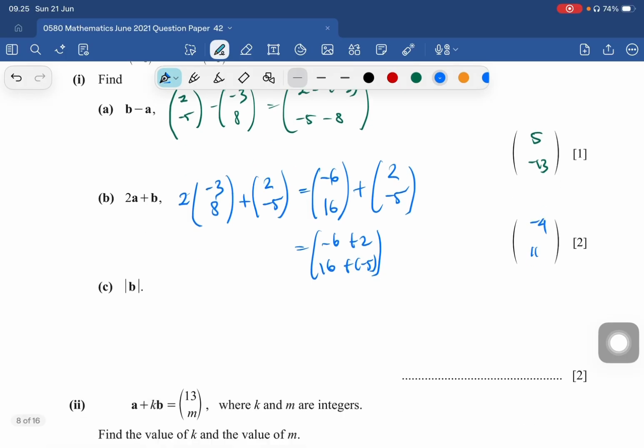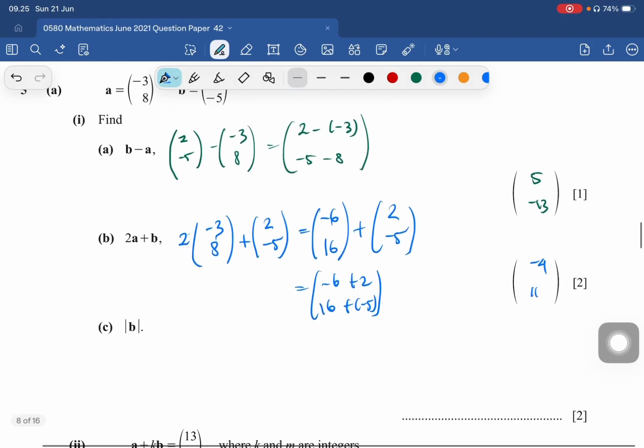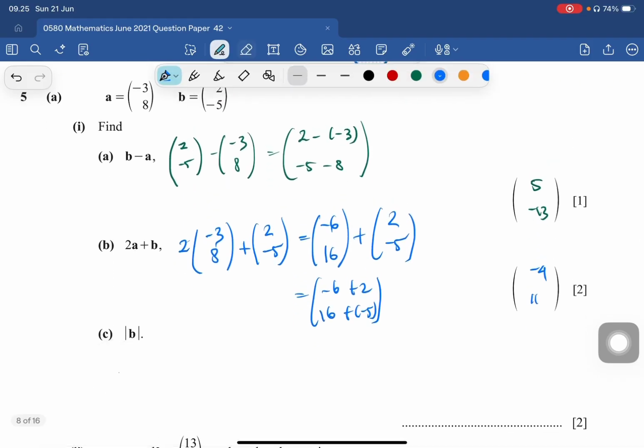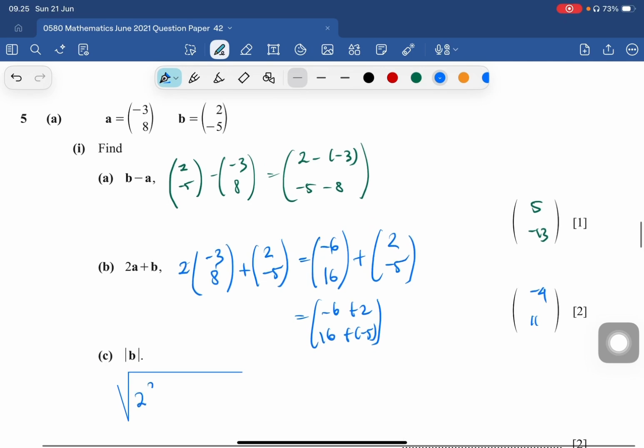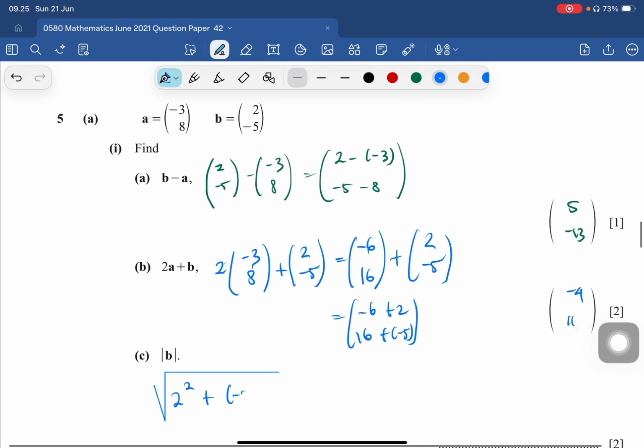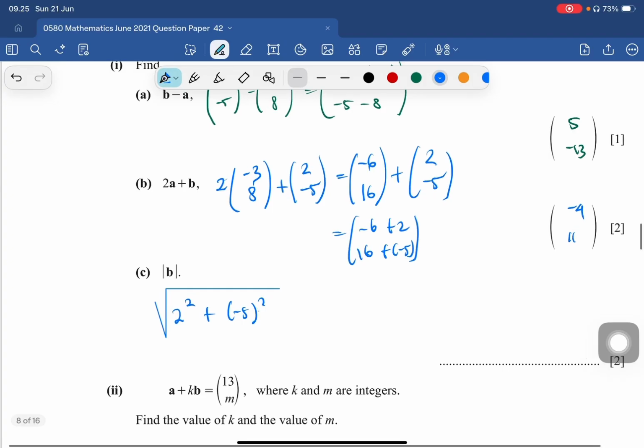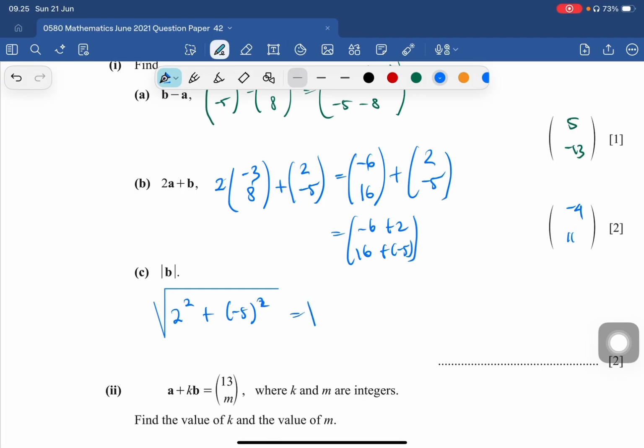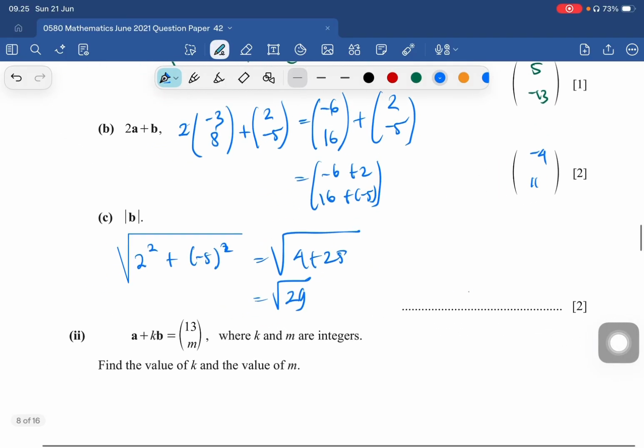Okay, magnitude of vector b. So this is the square root of 2 squared plus negative 5 squared. So this is the square root of 4 plus 25, which is equal to the square root of 29. You can use a calculator. You will get the answer as 5.385.